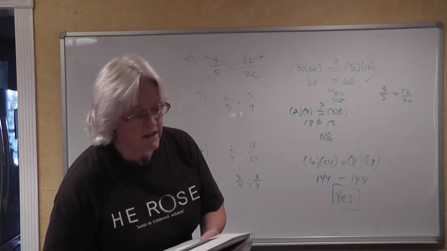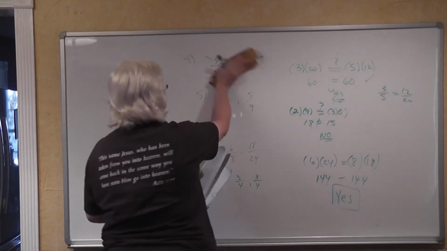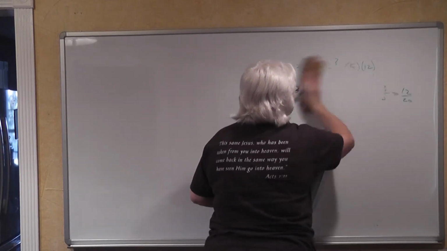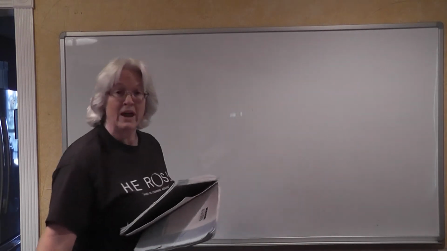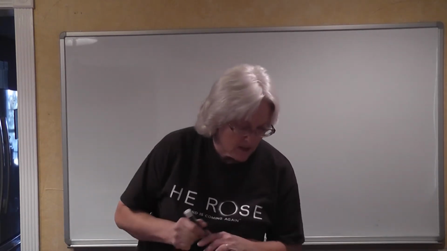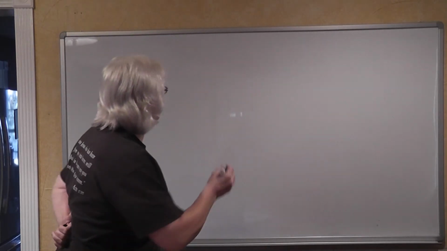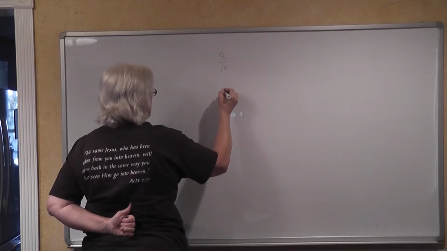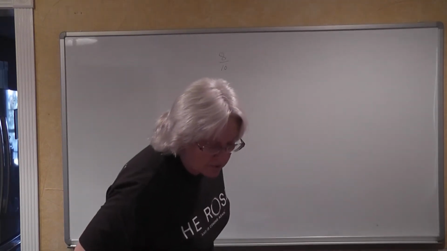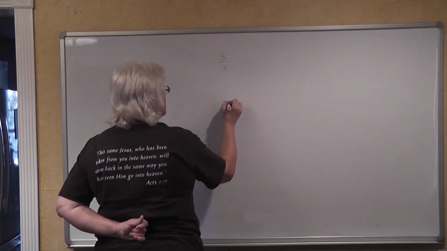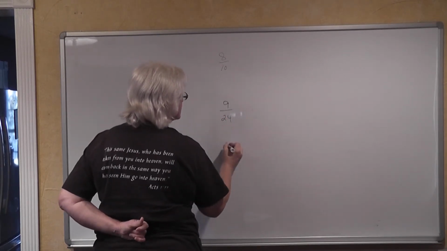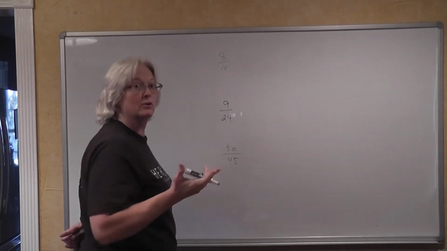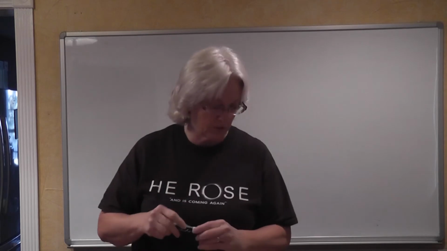Okay? Now this says rename each fraction in lowest terms. And we have 4 of these. 8/10, 9/24, 30/45. I'm not going to do problem number 10.